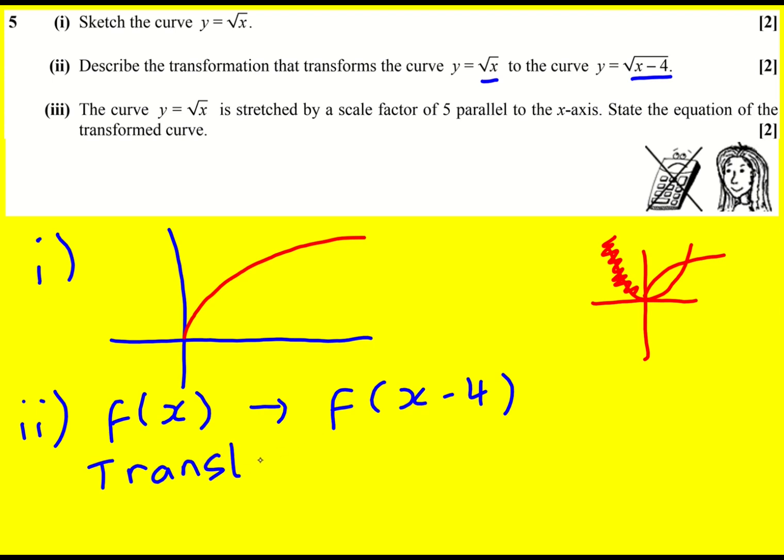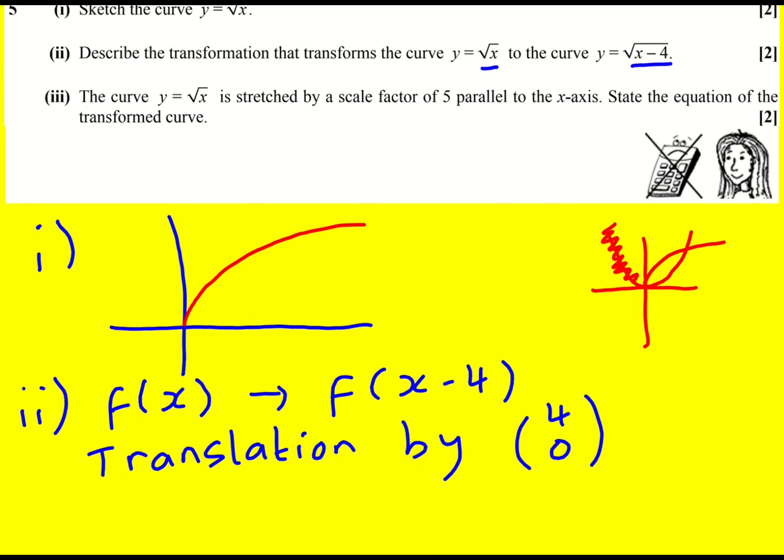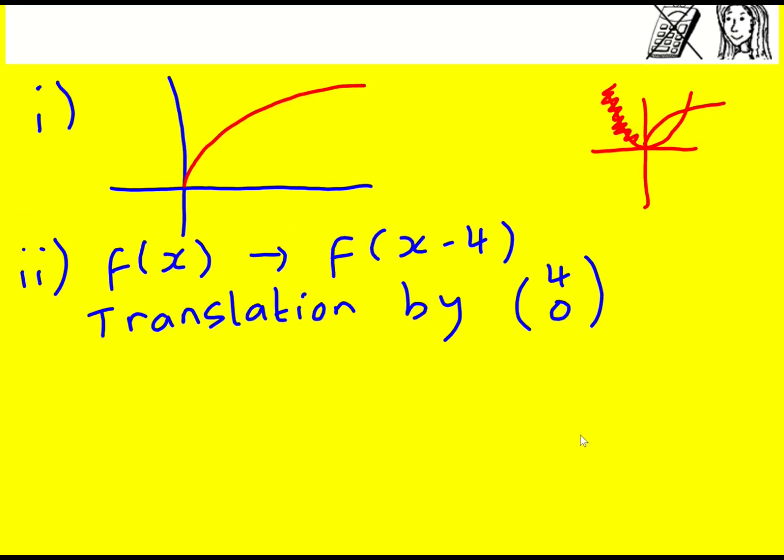So, describe the transformation. It's a translation by, and I always use a vector here. It's going to be (4, 0), because there's a minus 4, this becomes positive 4. I go into detail on this in other videos, I'm not going to do it here. When it's inside, it's basically the opposite. So translation by (4, 0), and that's it actually.